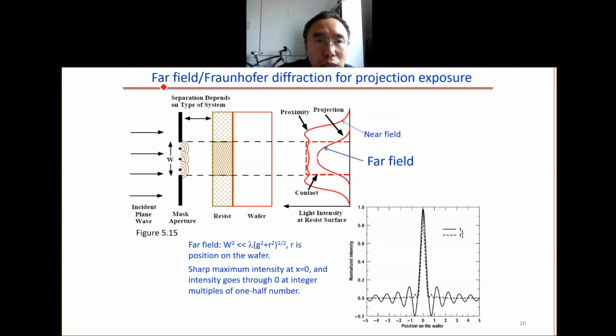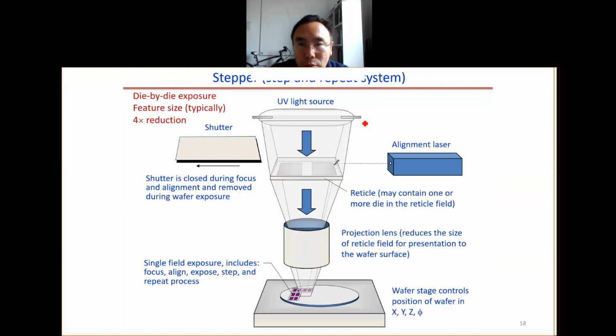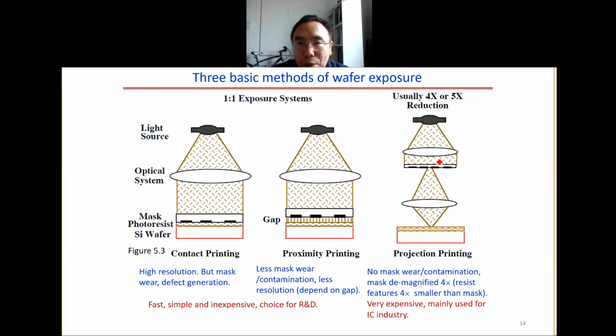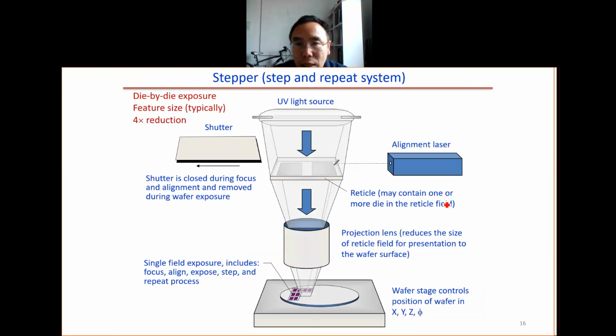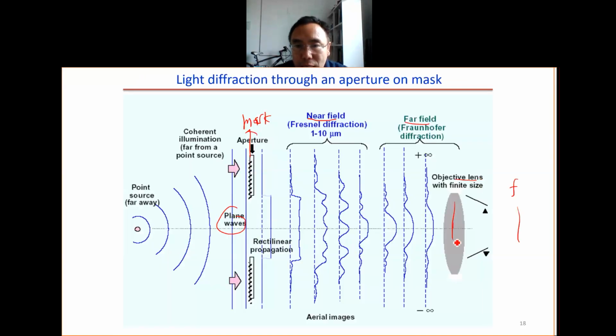Now we look at the far field, Fraunhofer diffraction, for the projection exposure. This is the projection exposure. We have the photo mask, and we have a lens, the objective lens, and we have the image on the resist. We have a lens to collect the light. The light will be collected to form the image at the focal plane. So this is projection lithography.